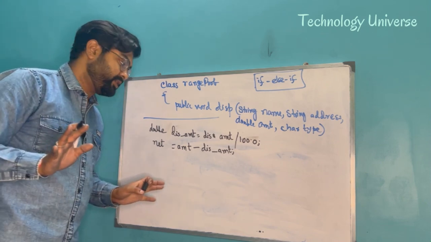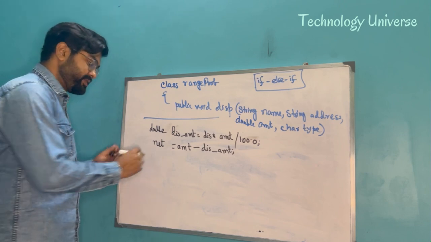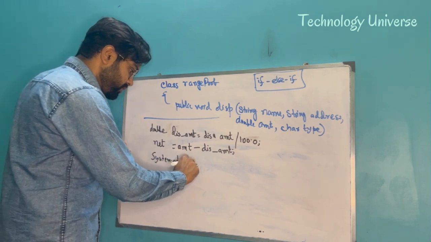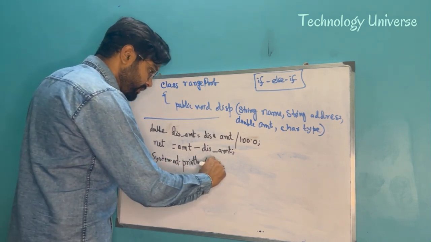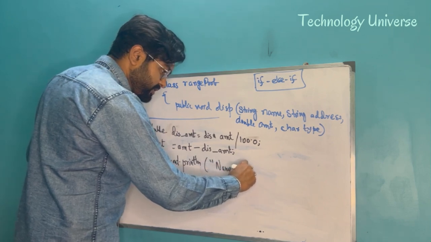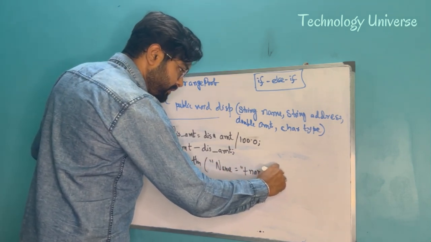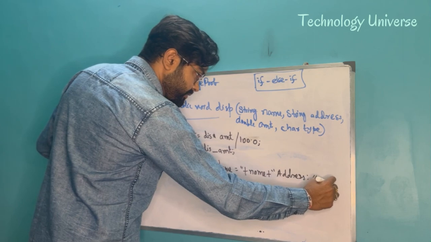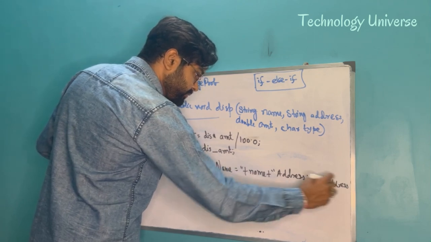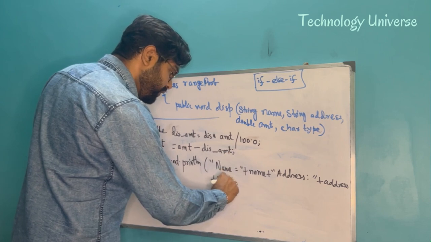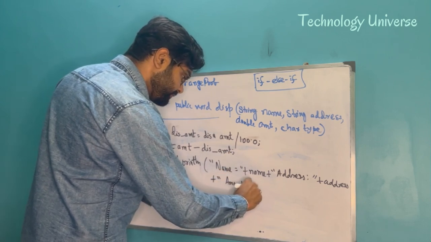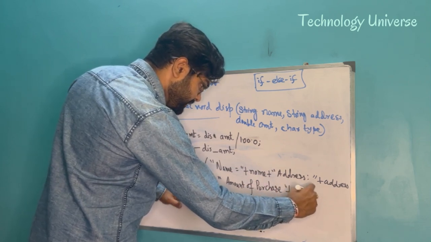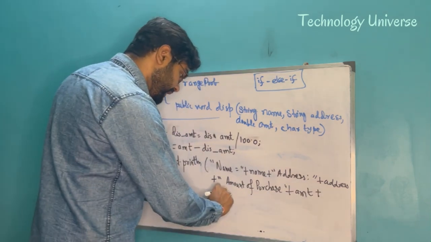So next, after calculation, we are almost done. 90% of the program has been done. Now, next we have to print the details. So System.out.println, name is equal to plus name, address equals to plus address, plus next with details we have the amount of purchase, that is plus AMT.